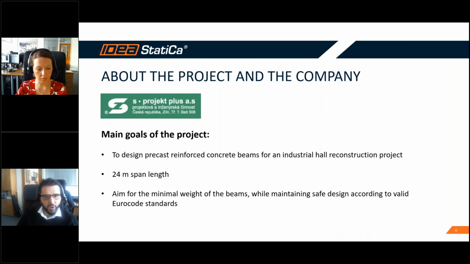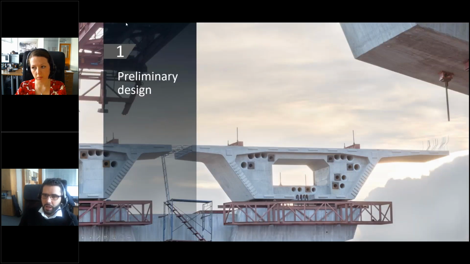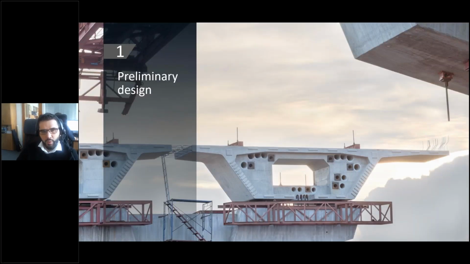About the project itself, the main goal of the project was to find the lightest precast reinforced beam in an existing structure of an industrial hall. The span of the beam is 24 meters, and they were looking for the lightest possible design because it has some implication to the existing structure. So the main goal was to find the lightest option for how the beam can be done. That's about the project, and now I will pass the word to Orsolia, and she will tell you more about the project itself, and she will go through the application with you.